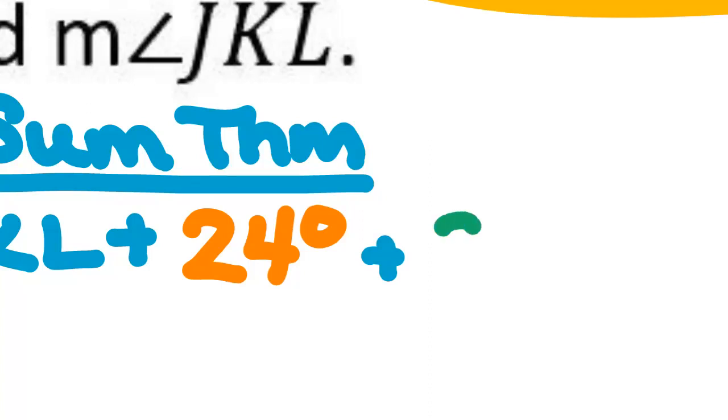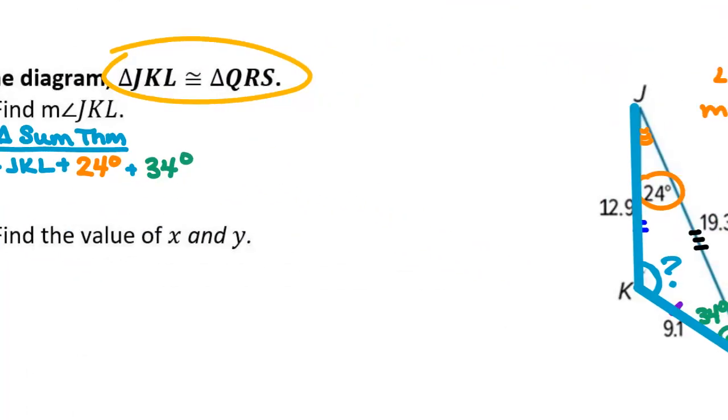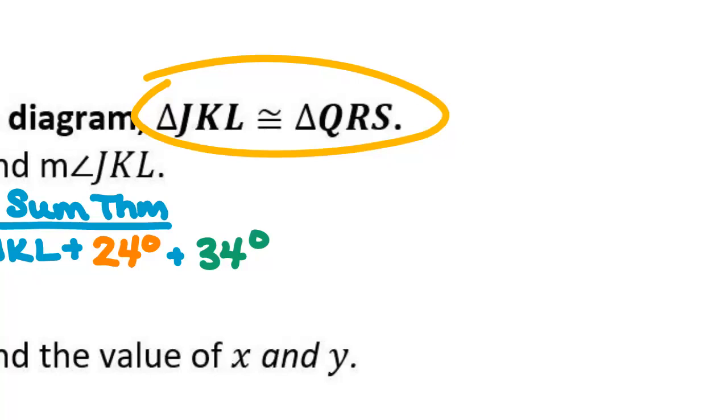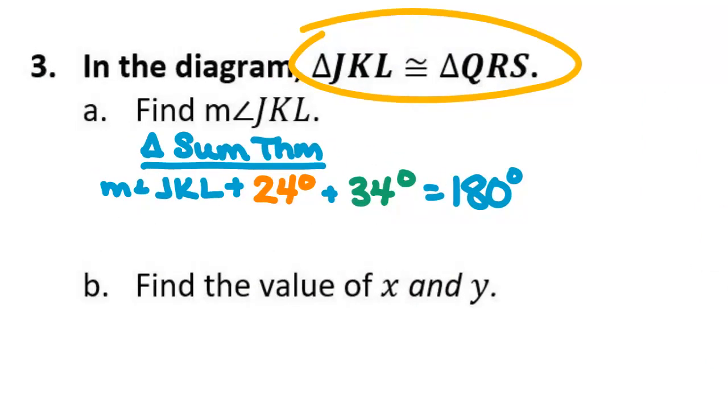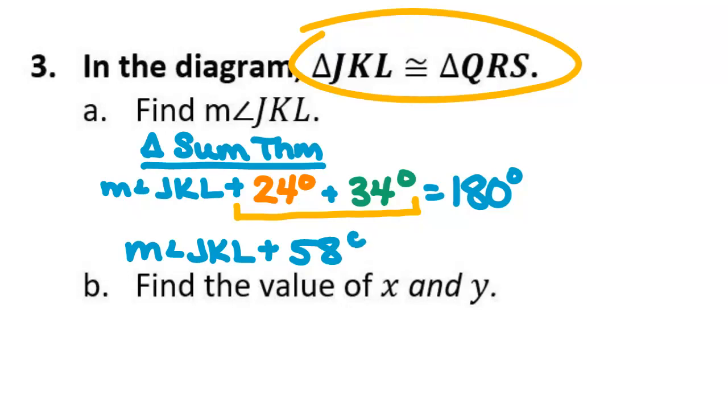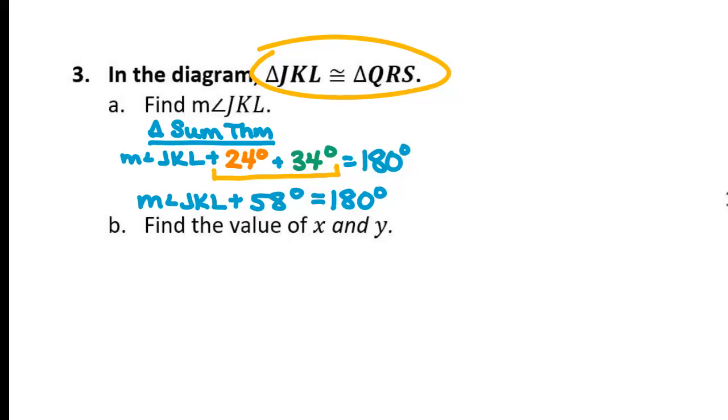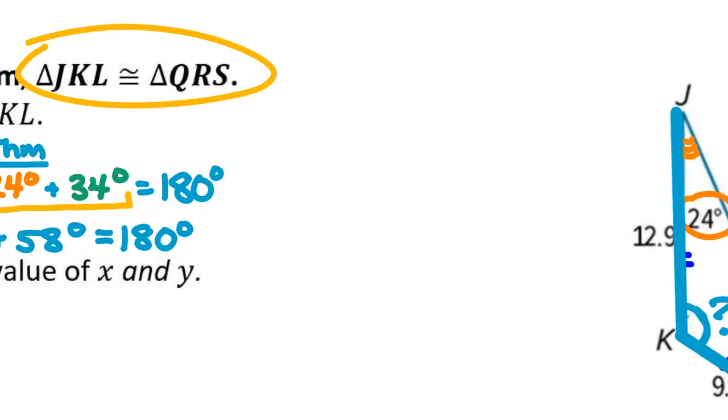And why did we know that angle L was 34 degrees again? Because that wasn't printed on my triangle. Because it's congruent to angle S, and angle S is 34 degrees. So I have that angle JKL plus 24 degrees plus 34 degrees equals 180. Let's combine our like terms together, 24 and 34. What do I get when I combine those together? 58 degrees. So the measurement of angle JKL plus 58 degrees equals 180.